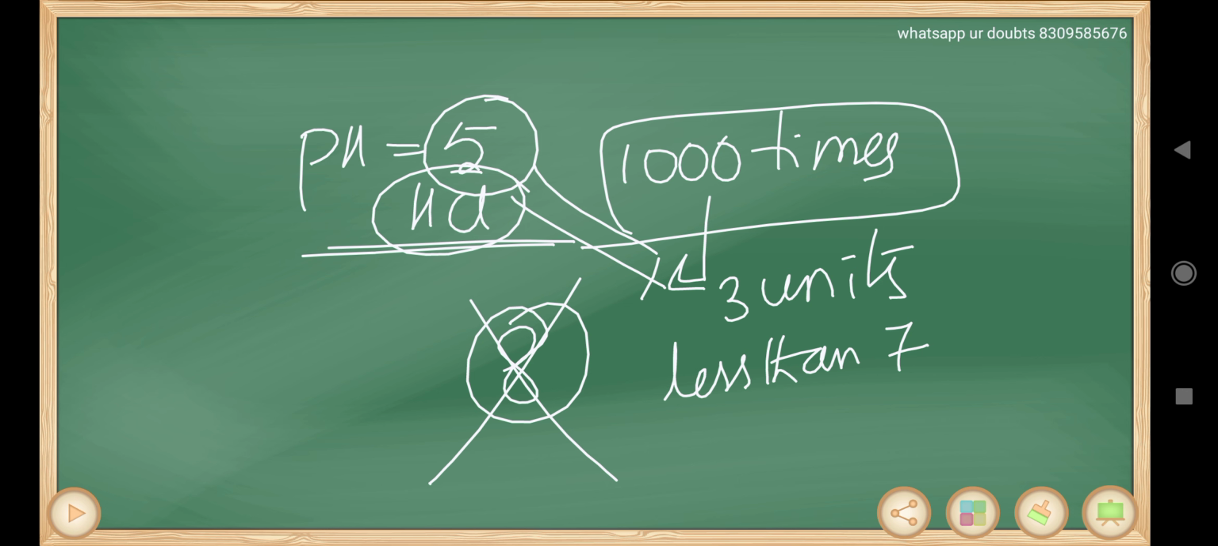So for every 10 times dilution, the pH of the acid increases by 1 unit. For the bases, the pH decreases by 1 unit. And remember, always you are using the normality concept only, not the molarity concept. Remember that point very, very clearly. Remaining points we will discuss in session 3.